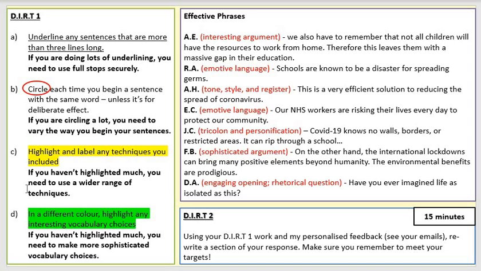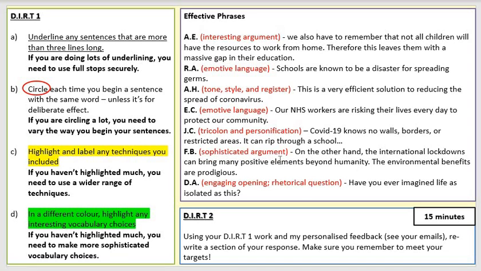If you find that you haven't highlighted an awful lot, then you need to make sure you're using a wider range of techniques. And finally, in a different colour, highlight any interesting vocabulary choices. Again, if you don't highlight an awful lot, then you need to be making more sophisticated choices here.